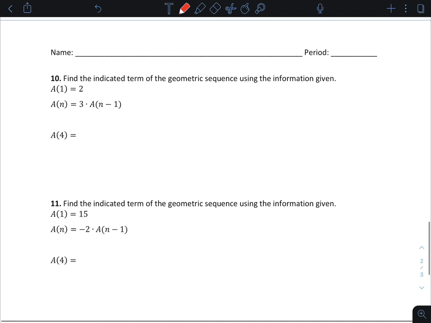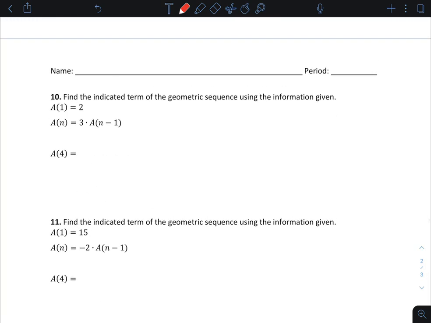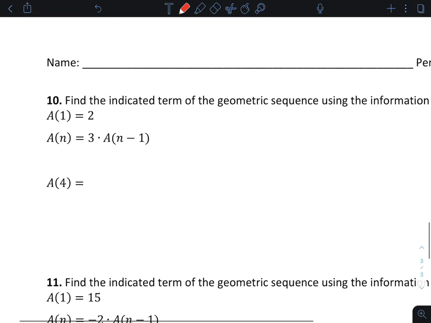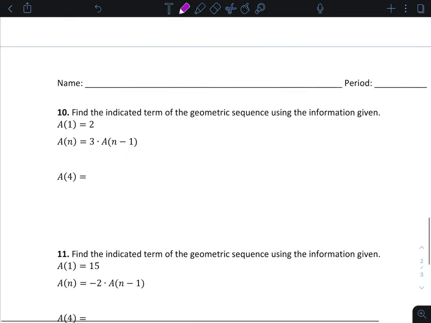Finally, let's finish up with these last few. We need to find the indicated term of this geometric sequence using the information given. So here, they give us the starting value and they give us the formula already, or the recursive definition. Now we need to find this fourth term or this fifth term or whatever number they're looking for. So here's what I recommend doing. Let's go ahead and write out our sequence.